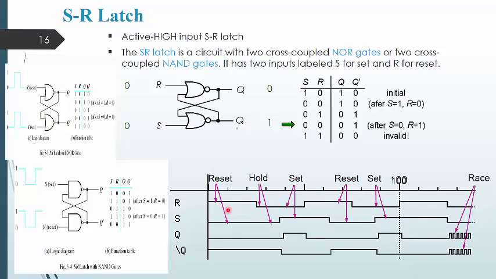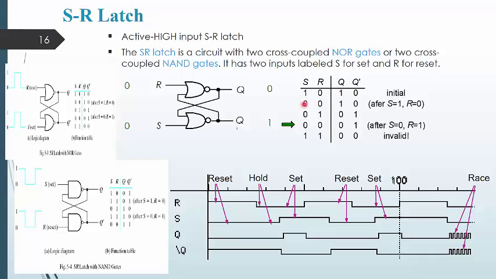So here is the presentation of the NOR gate implementation of SR latch, which are active low, and these are the NAND gate implementation for active high implementation values. And that's why you can see here active high input is SR latch input condition. When S is 1, R is 0, it is in set state.